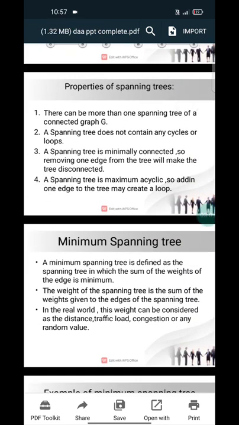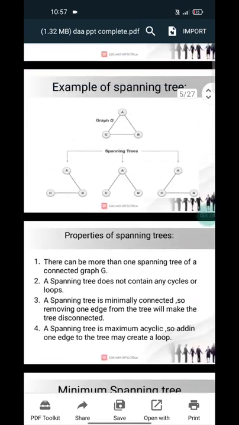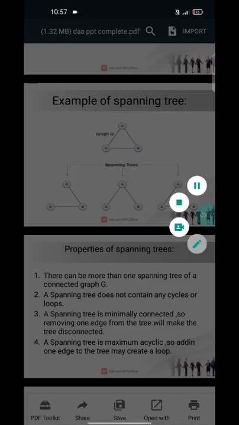Properties of spanning trees. There can be more than one spanning tree of a connected graph G. A spanning tree does not contain any cycles or loops. A spanning tree is minimally connected, so removing one edge from the tree will make the tree disconnected. A spanning tree is maximally acyclic, so adding one edge to the tree may create a loop. I will explain with an example.